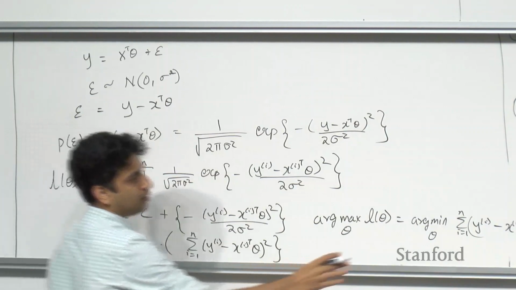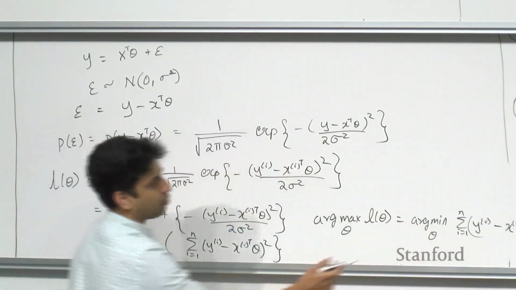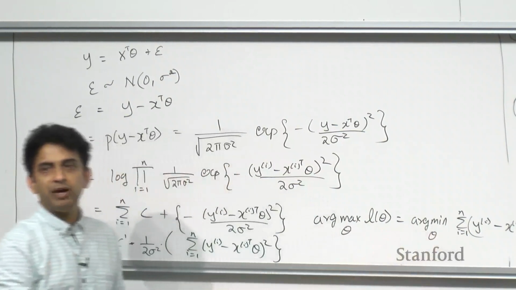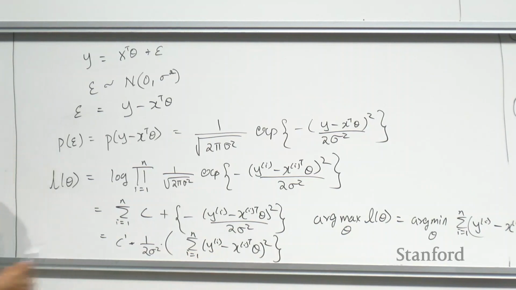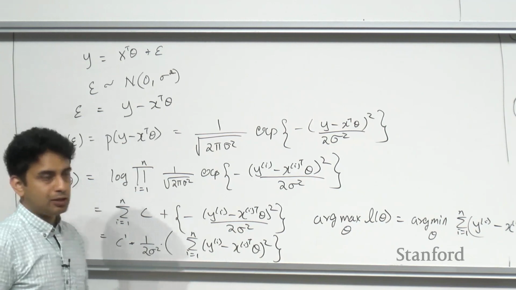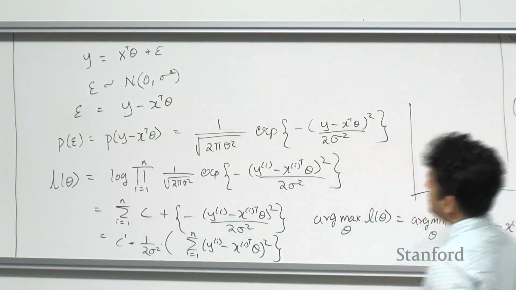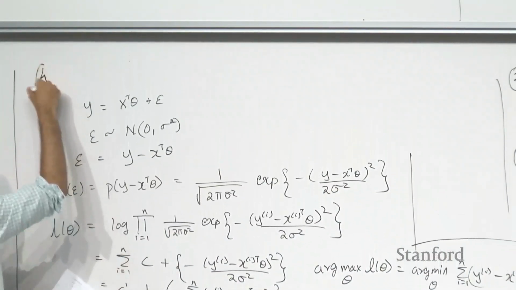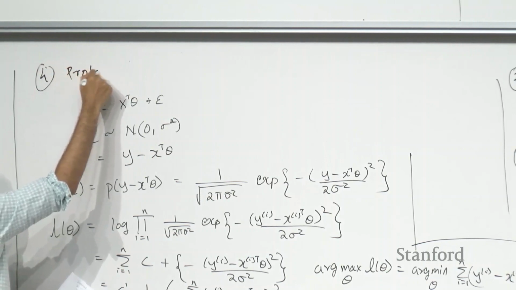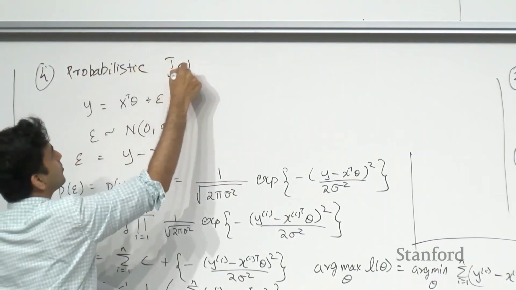The reason why we cancel the 2 sigma square is because we are only interested in the arg min and not the minimum value, but just the theta value that gets us to the minimum, right? And the theta value is the same whether we include the scaling constant or not, right? And this is the probabilistic interpretation of linear regression.